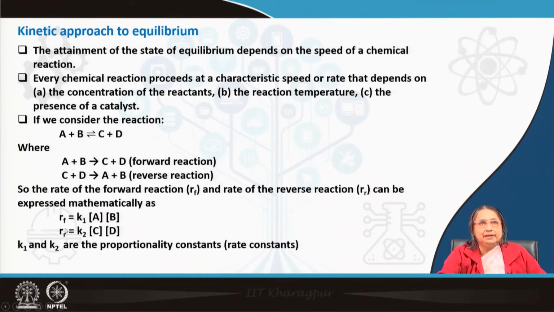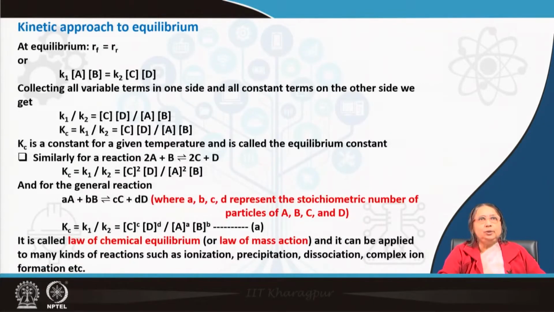And for the backward reaction, the rate is expressed as RR. This is rate F, the rate of the forward reaction, and this is the rate of the backward reaction. In this case, it is K2 into concentration of C into concentration of D, where K2 is the rate constant for the backward reaction. So, when these two rates are the same, then what happens? At equilibrium, the rate of the forward reaction is the same as the rate of the backward or reverse reaction.